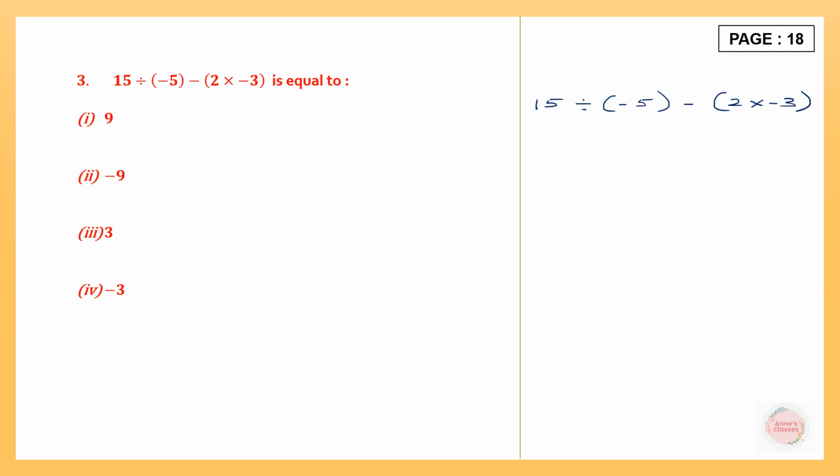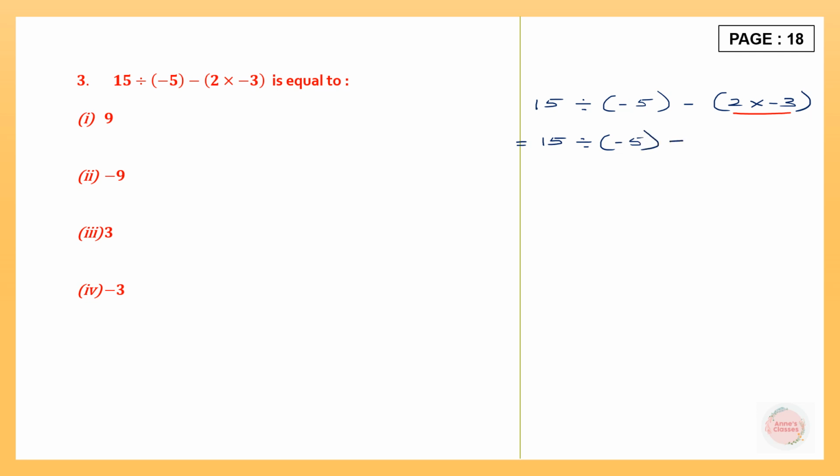Now children, I hope all of you remember BODMAS. According to BODMAS, you have to finish the operation within brackets first. So here we have division, we have subtraction, and we have brackets. So what is given within brackets, we have to do that first. So let's work this part out first. Everything else will remain the same. So this is 15 divided by -5 minus, now 2 into -3.